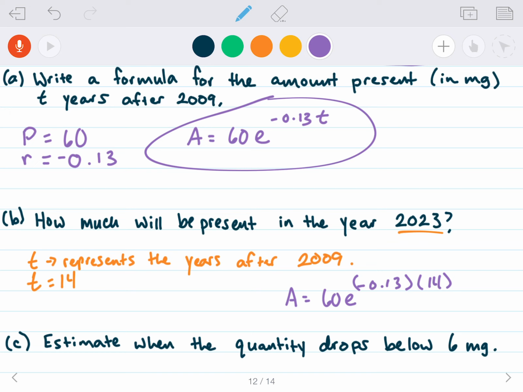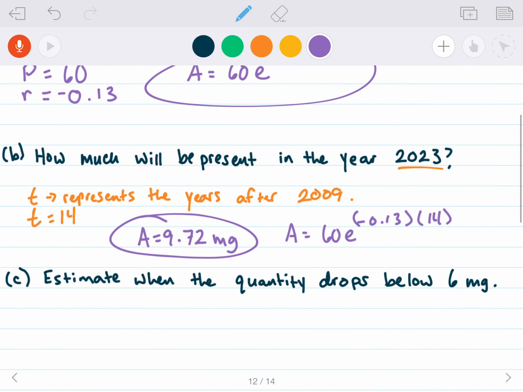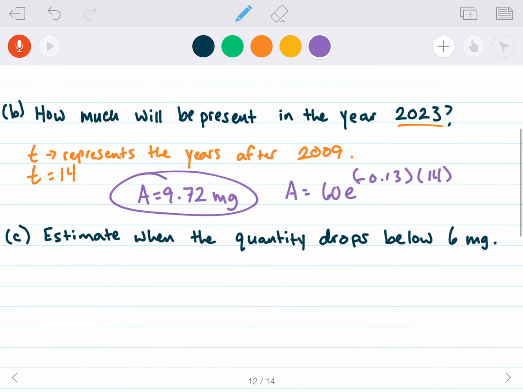And let's put this in the calculator. Or on Desmos if you like that. And let's see what I'm getting. I'm getting about 9.72. So A is equal to 9.72. And since I'm talking about an amount that was originally in milligrams, that's what my units are going to be here. Okay, so it says estimate when the quantity drops below 6 milligrams.